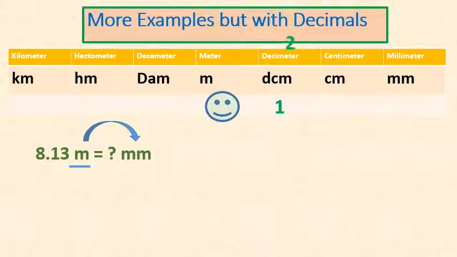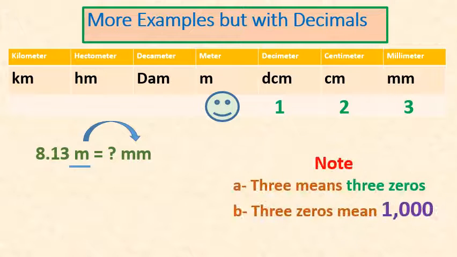1, 2, 3. What does 3 mean? It means 3 zeros. 3 zeros means 1,000. So we're going to multiply by 1,000. So we're going to move the decimal point. How many places? 3 places.